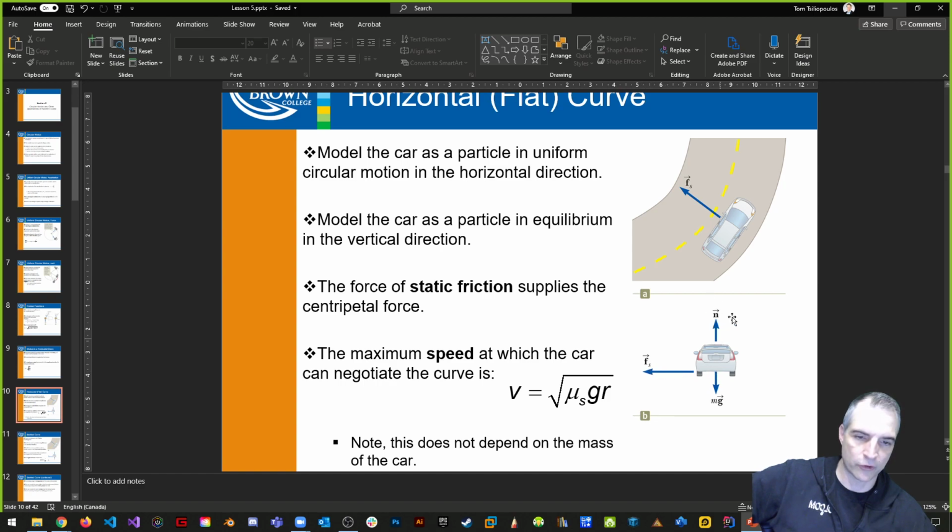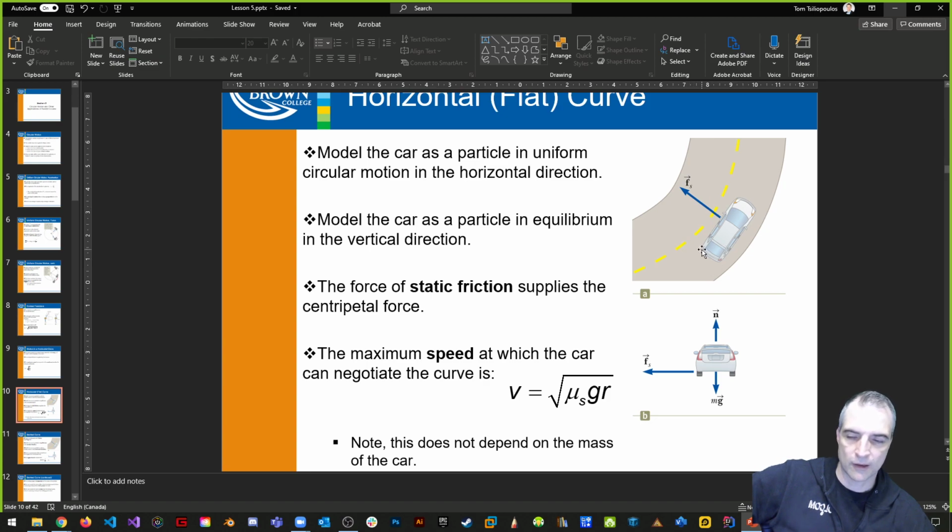Then we have the normal force, which is pushing the car up. We know the car is not going to sink into the ground. Typically, the car is not that heavy. The ground itself, or the road, is strong enough that the normal force is equal to mg, so that it can support the car.